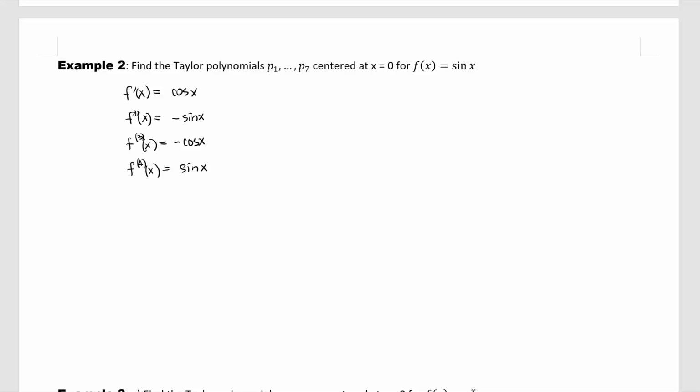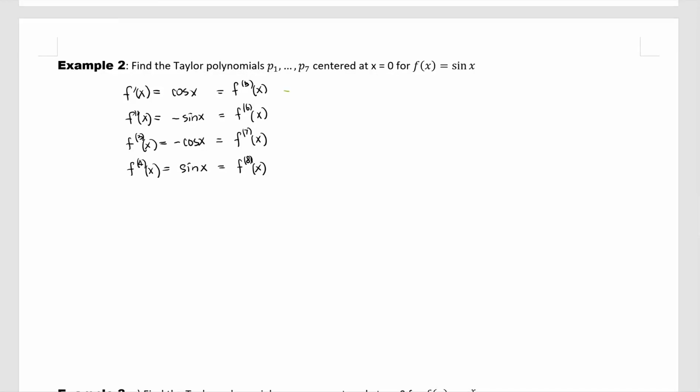Okay. So we know that the fifth derivative will be cosine x. The sixth derivative will be negative sine x. The seventh derivative will be negative cosine x. And the eighth one will be sine x. Okay, so let's summarize those patterns.